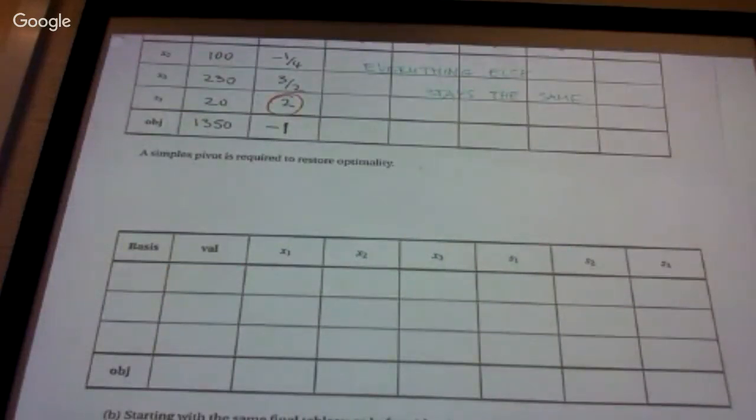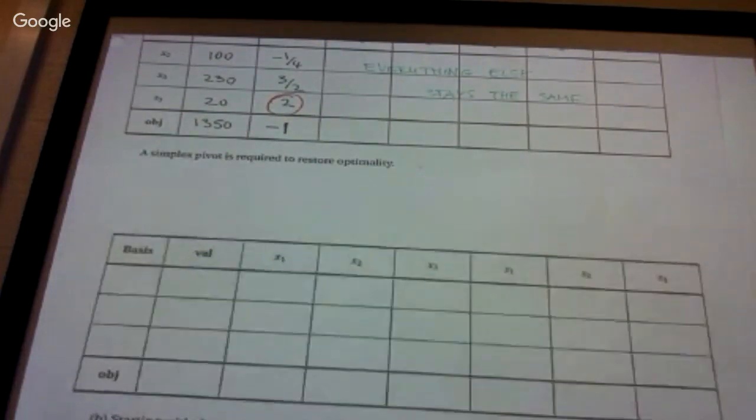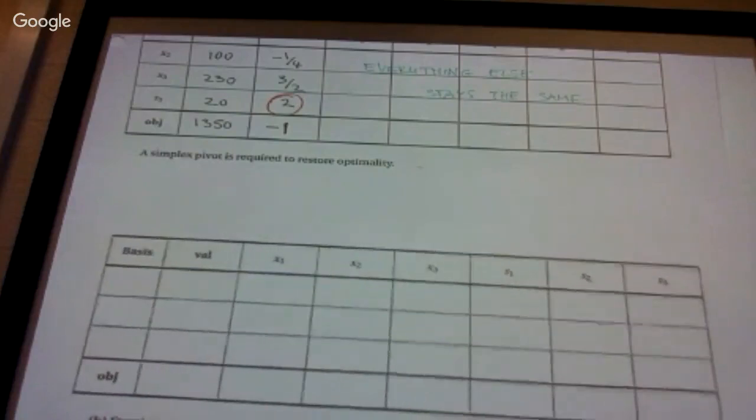Now on the next page, doing a pivot step is probably boring, so this is the thing that's left as homework.